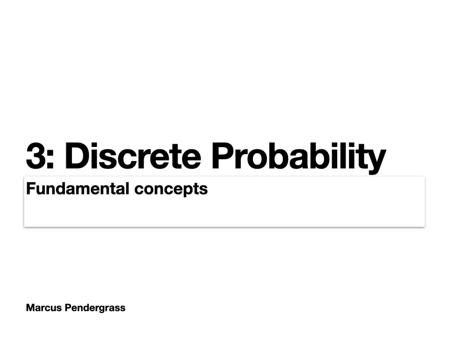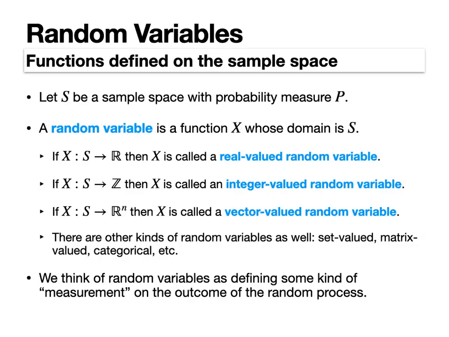We're in Unit 3 discussing the fundamental concepts of discrete probability spaces. And in this little video, I'd like to introduce the important concept of a random variable. A random variable is essentially some kind of measurement of the outcome of a random process.